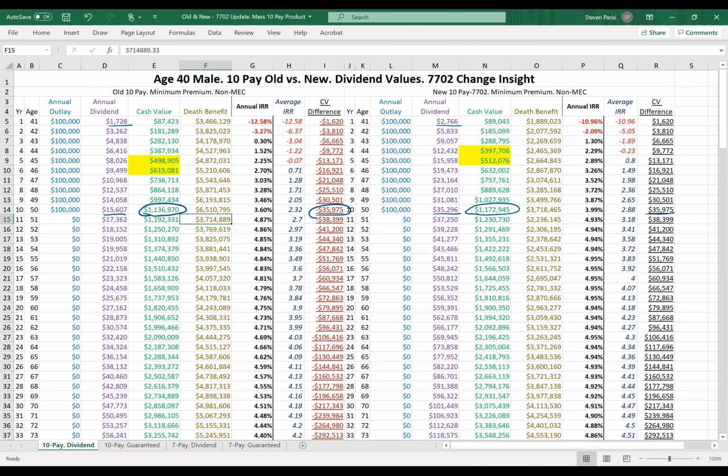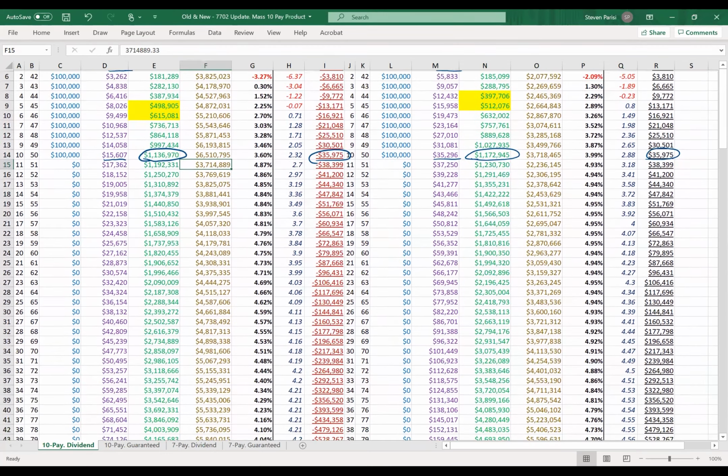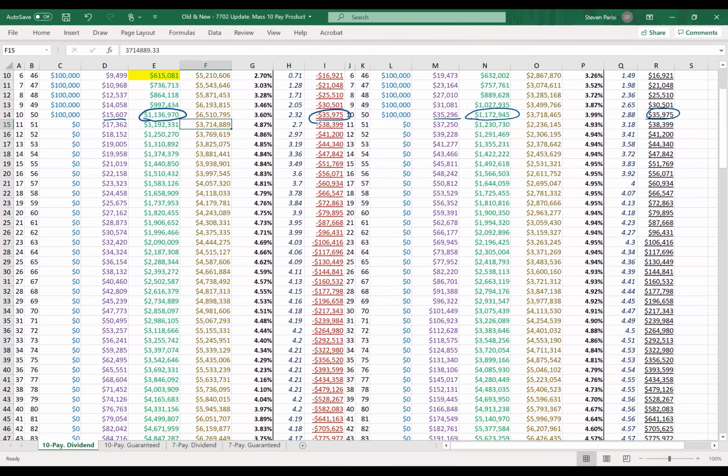And if we just continue to scroll down here, it's a 10-pay product, paid up in 10 years. Let's look at age 65, the year 25 value. If we stop here, we see a $130,000 difference. And this is where we hear the new product is much, much better. And again, we always talk about what?